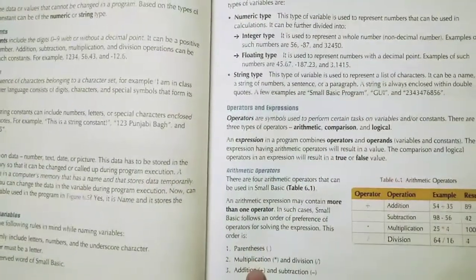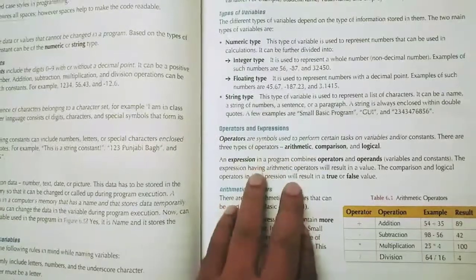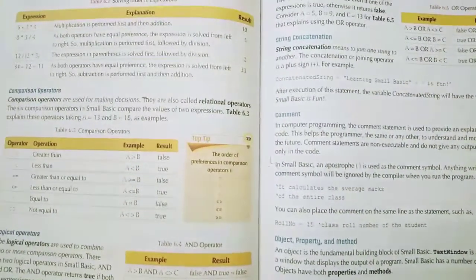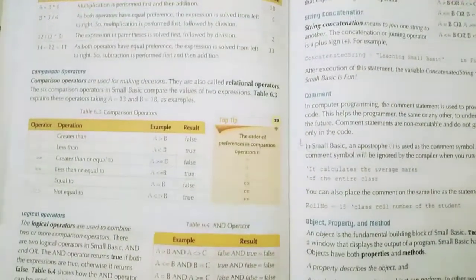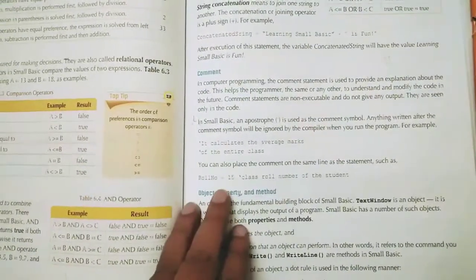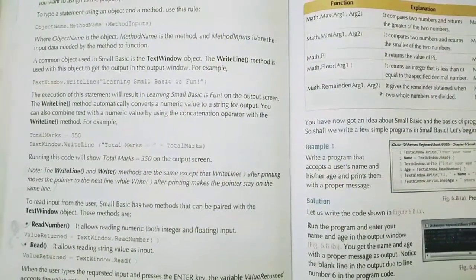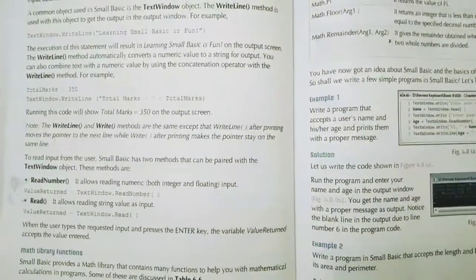What are the types of operators? Arithmetic operators, comparison operators, and logical operators. All these things we have discussed, right? Then string concatenation, comment, object, property, and method. So everything we have covered. And I told about the WriteLine method, Write method, ReadNumber, and Read.